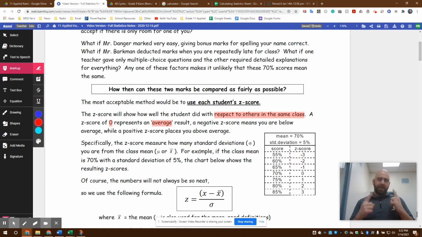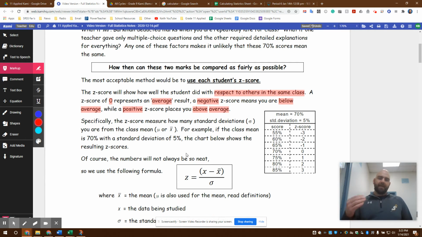We have to change our minds a little bit to think that way, but a Z-score of 0 is average, right in the middle. A negative Z-score means that you are below average, and a positive Z-score means that you are above average. A Z-score is just a number. There are no units to it, and it represents where you stand according to average, according to normal. Specifically, the Z-score measures how many standard deviations you are from a mean. We take our standard deviation and use it to balance where you stand according to a mean.